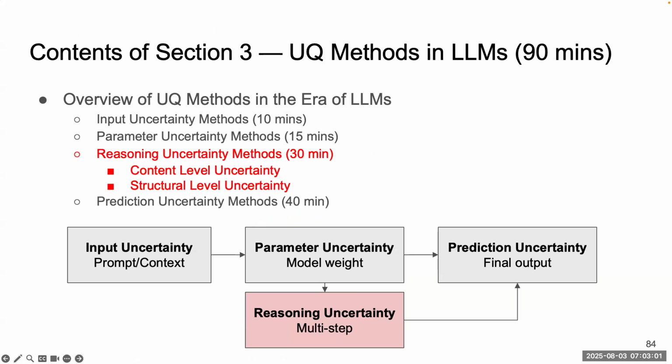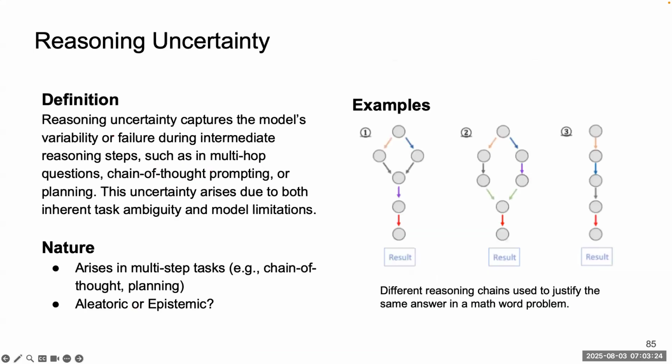You do not need to stay on the reasoning steps, but what about the general generation of your sequence? What about their uncertainty? That's basically the last category, something that we cannot find a good home for in the three categories before. All right, so let's talk about reasoning uncertainty.